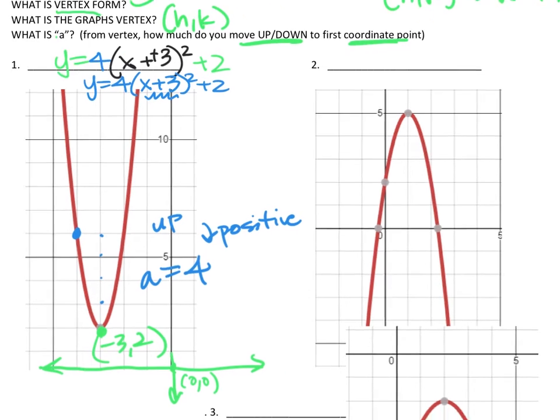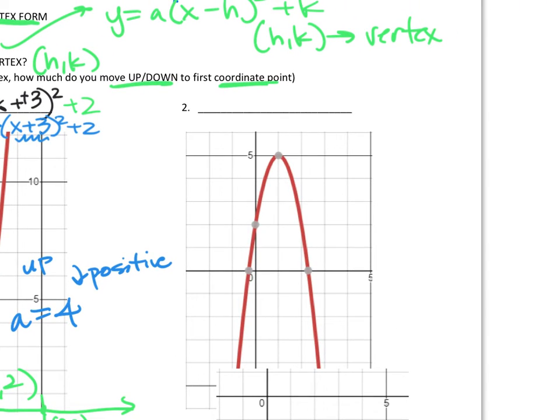Okay, let's take a look at another one. Here we have this vertex. Again, you got to be able to realize what the vertex is. That point right there is (1, 5). How do we get to another coordinate point, an exact point? We're going 1, 2, 3. Our a is down 3.